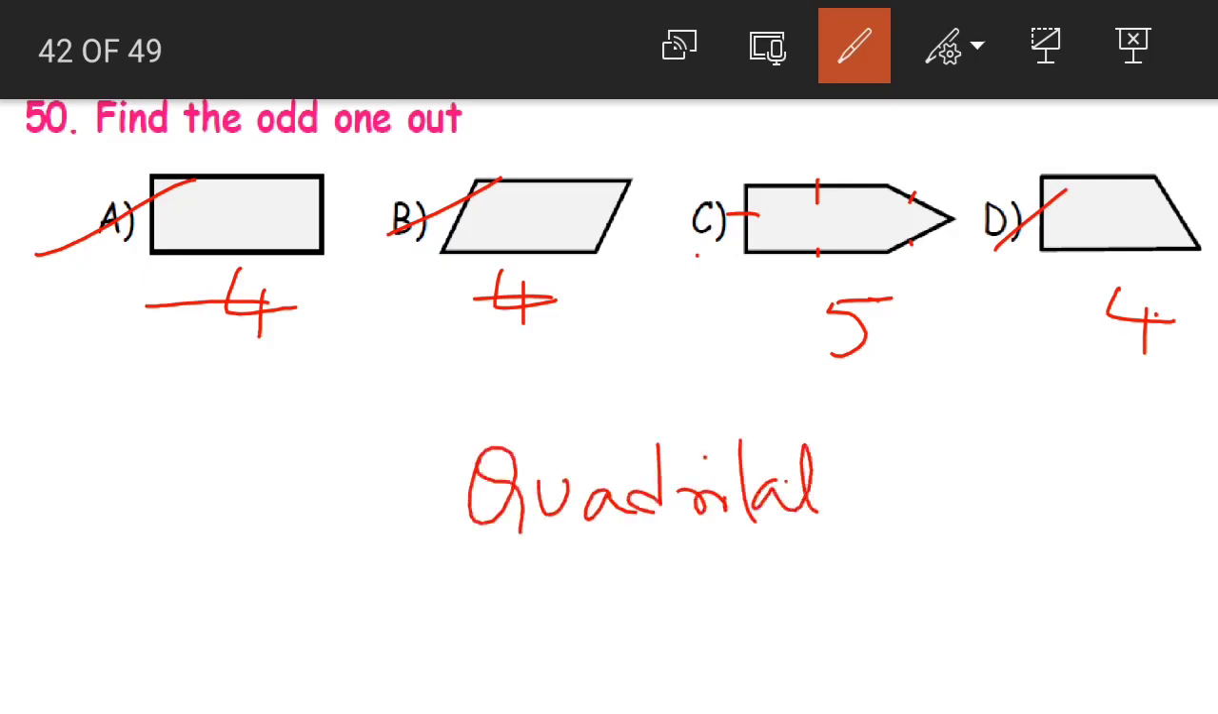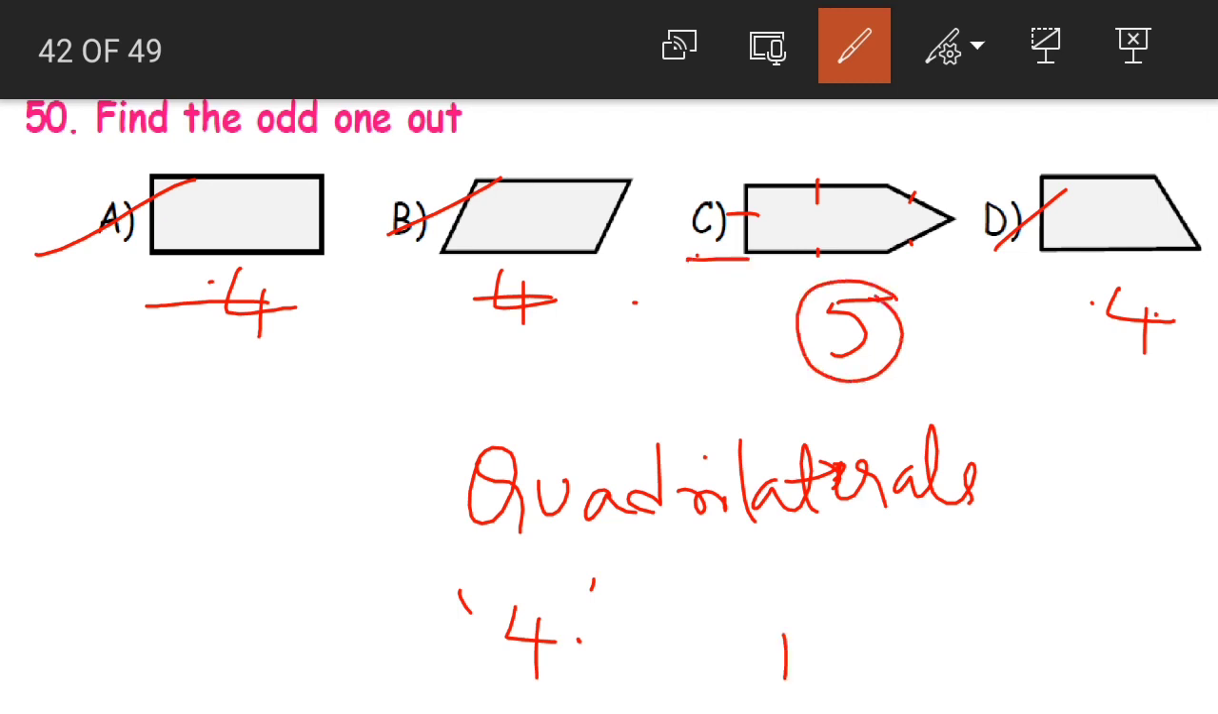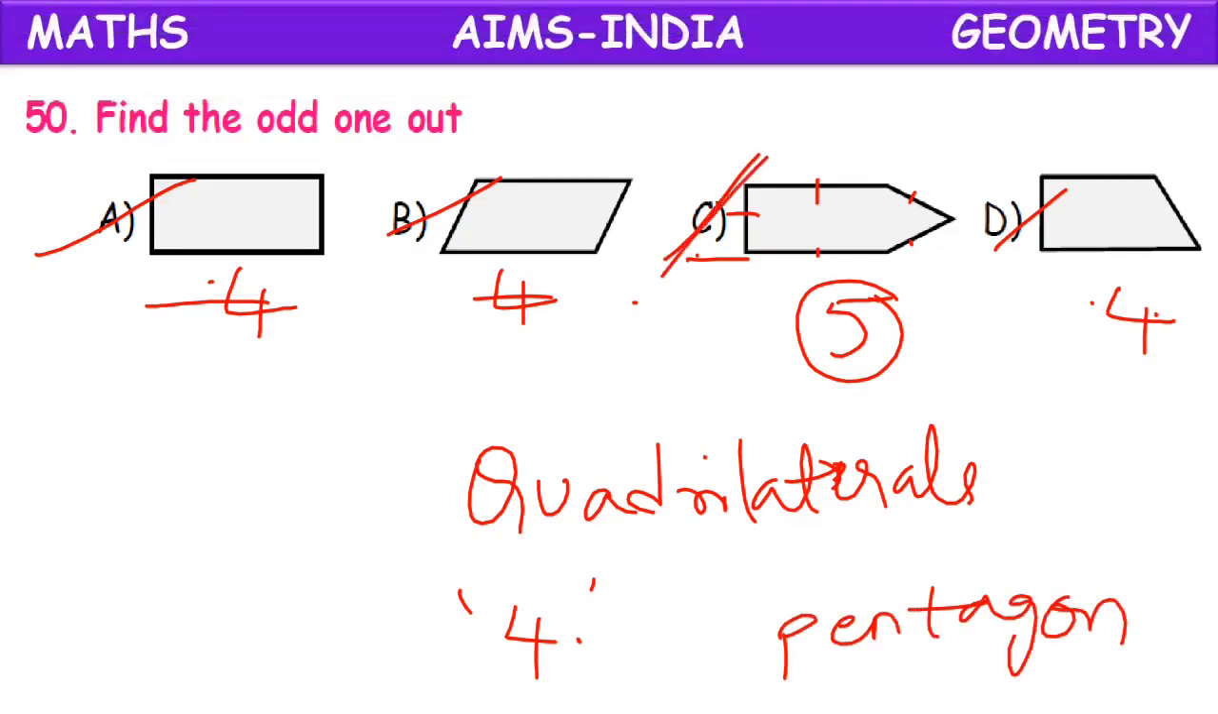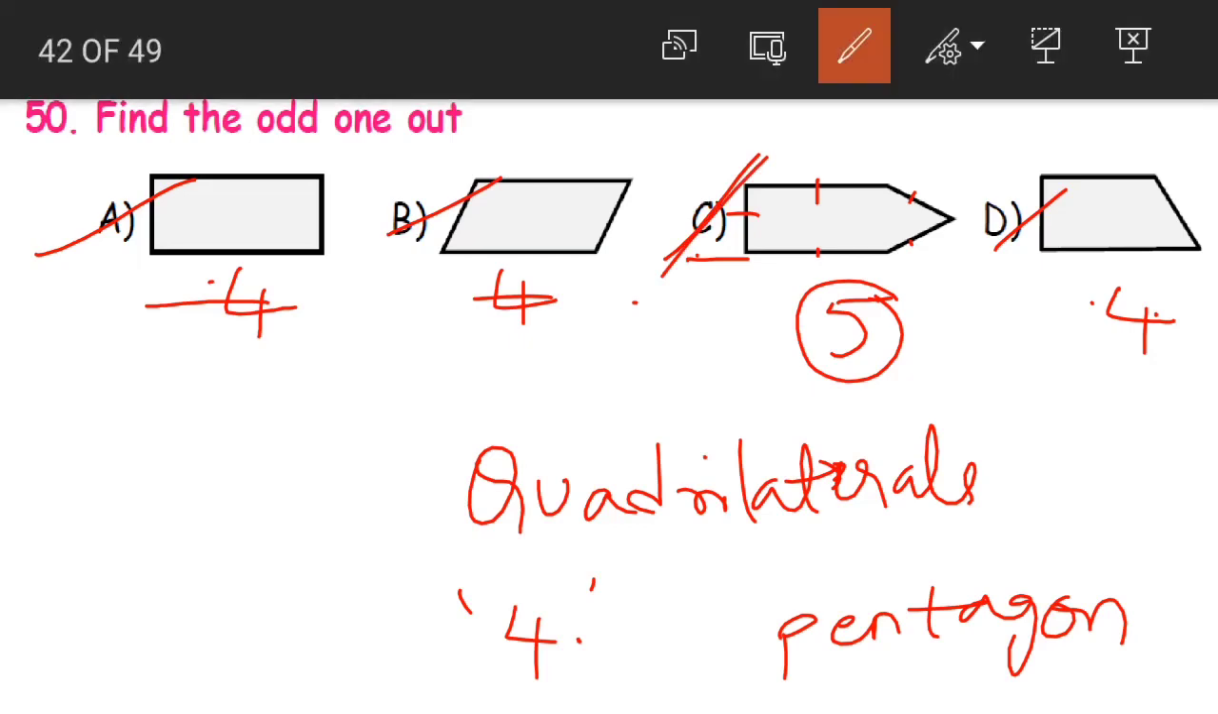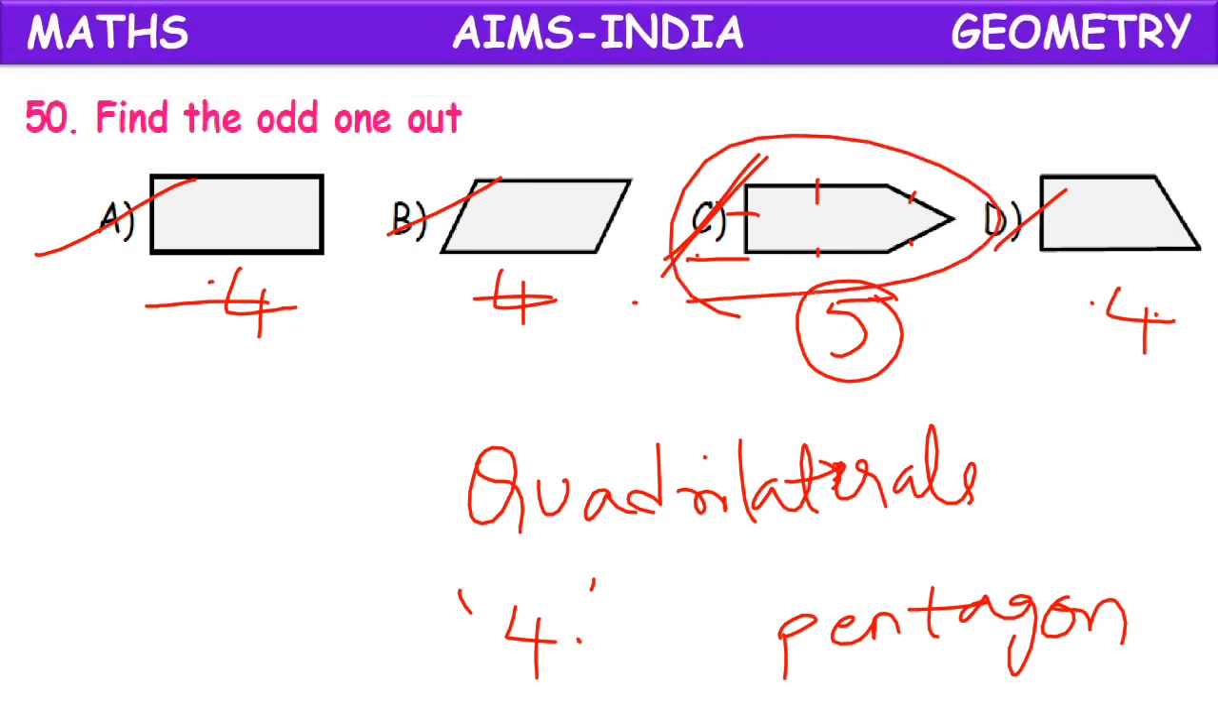Do you remember about quadrilaterals, children? Yes, these are the polygons which are having 4 sides. So A, B, D are quadrilaterals, whereas option C is a pentagon. When a polygon has 5 sides, we call it a pentagon. Now this has more sides than the remaining other 3. So our correct answer becomes option C.